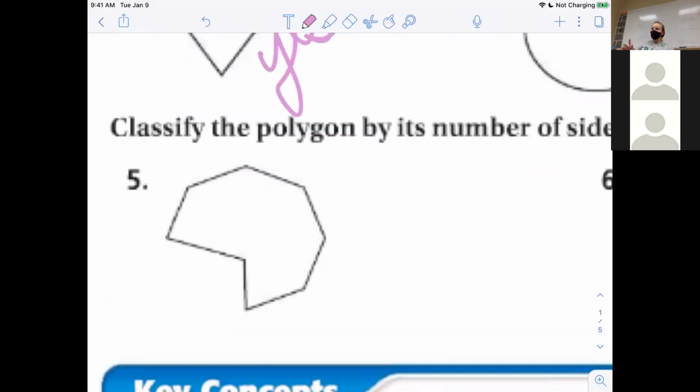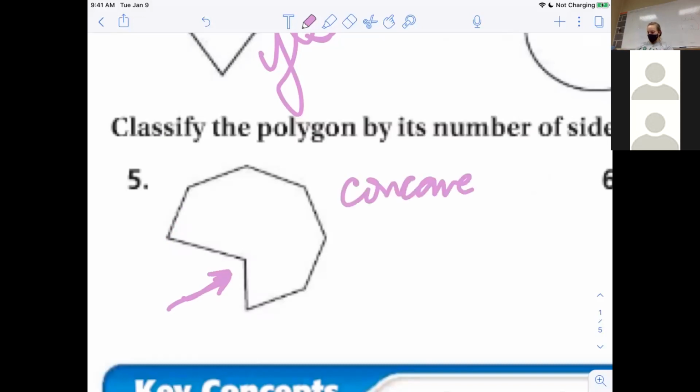I think identifying concave or convex first is easiest. Is this one concave or convex? Why? I can literally draw an arrow in, and that's sometimes my reasoning. I just draw this little arrow, and I'm like, because I can do that, that's why it's concave. Concave? And then what would I name this shape?